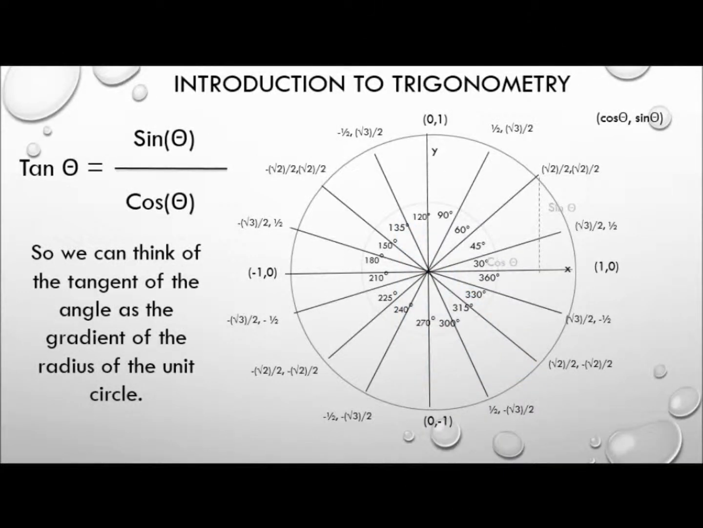So we can think of the tangent of the angle as the gradient of the radius of the unit circle, because the gradient is the rise divided by the run, and the rise is just the sine of the angle, and the run is the cosine of the angle. The rise is how far up the y-axis we go, which we already know is the sine of the angle, and the run is how far along the x-axis we go, which we know is the cosine. So if we take the radius of our unit circle and calculate the gradient of that radius, then that will give us the tangent.